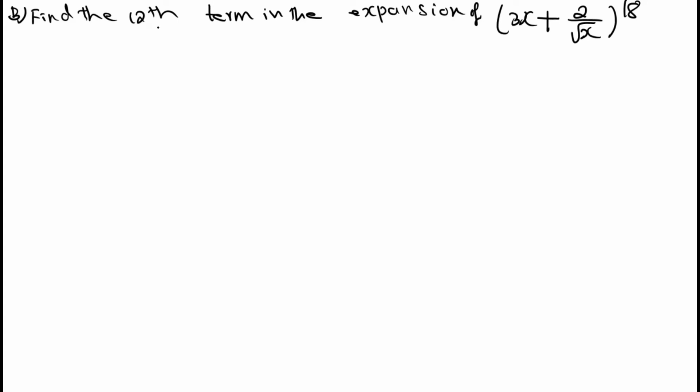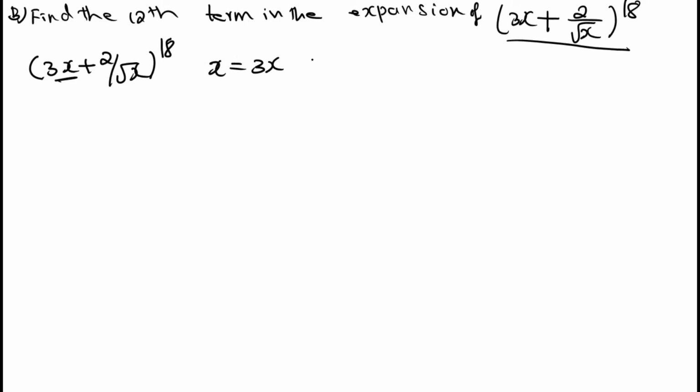See the next question. Find the 12th term in the expansion of 3x plus 2 by root x to the power 18. Okay, first consider the given question. 3x plus 2 by root x to the power 18 is there. Okay, in this x value equal to the first term 3x, a value equal to the second term 2 by root x, and n value, index n value equal to 18. Okay, now question is 12th term, T12 you need to find.